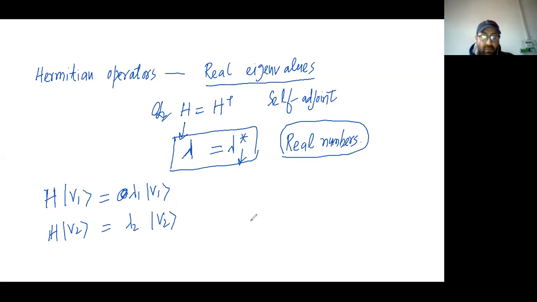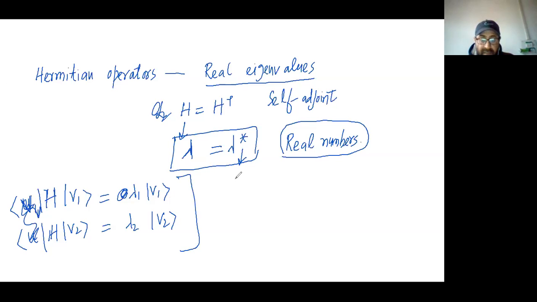Now let us see what happens in these two cases. To understand that, let's do a bit of a calculation here. Let's multiply both sides with another state. Let's try to multiply it with the same thing. I'm sorry, just a minute, it's a bit messy.